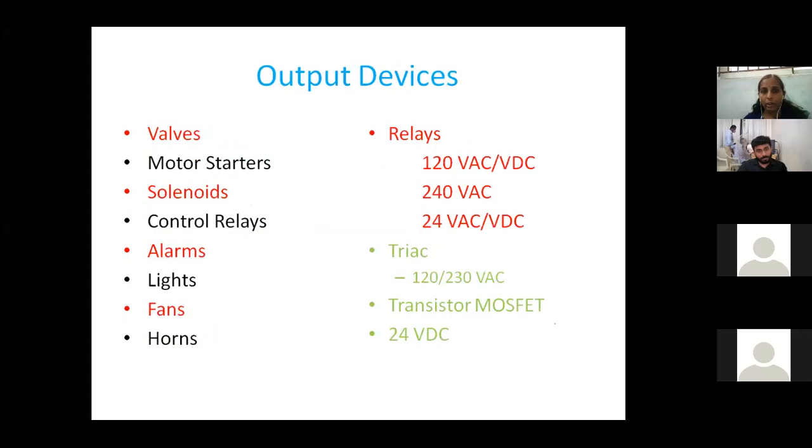Similarly, output devices are the actuators, the devices that you want to control. For example, I want to control a valve to be opened or closed, a solenoid to be on and off, relays to be on and off, alarms to indicate, lights to be on and off, fans to be on and off. So these are some simple output devices. How can these be controlled? Through a triac or transistor. I don't need to go into that because these come under power electronics basics, and these basically operate with relays.